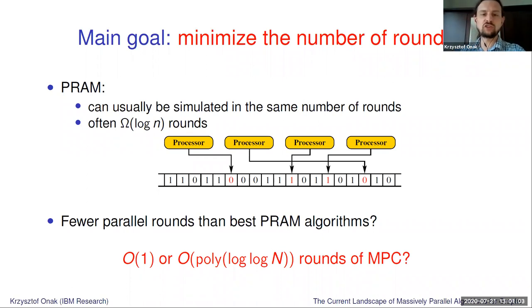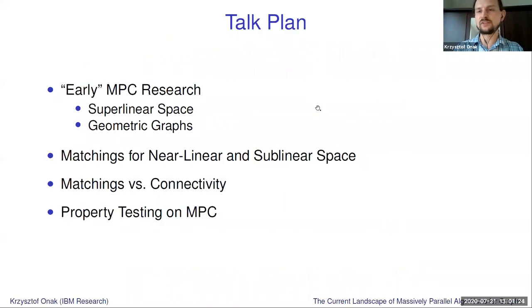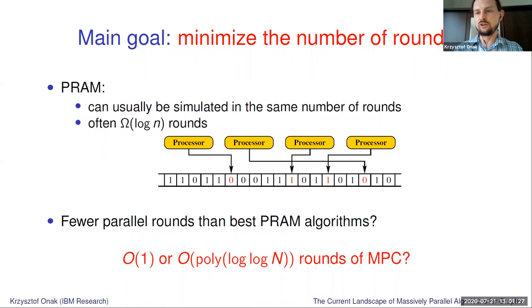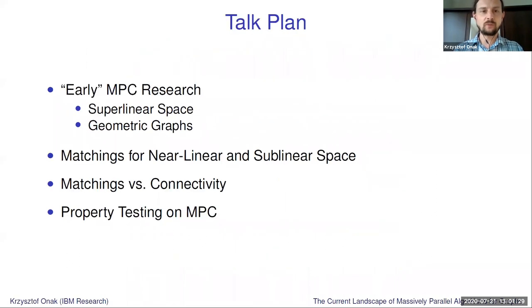So what we want to do is achieve algorithms which are significantly faster, if possible, right? Ideally, we would love to have algorithms that run in a constant number of rounds, but from where this research seems to be going, something like poly log log n rounds is also something we would love to achieve. And it seems that for some problems, it's impossible to beat log log n rounds.